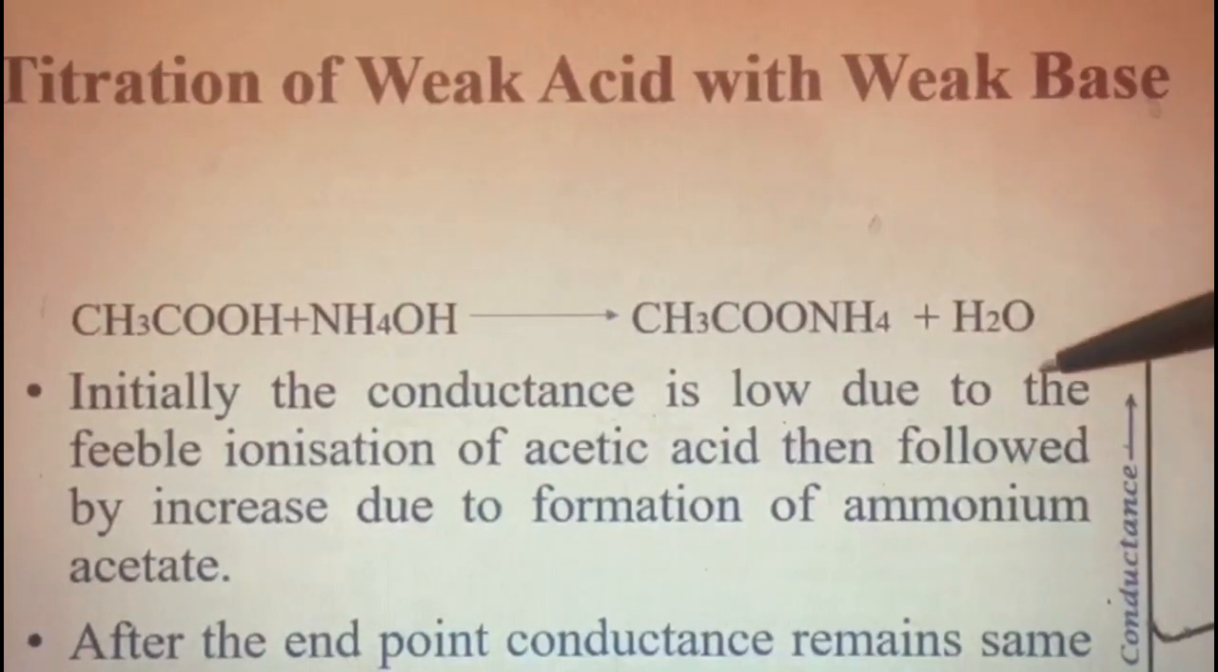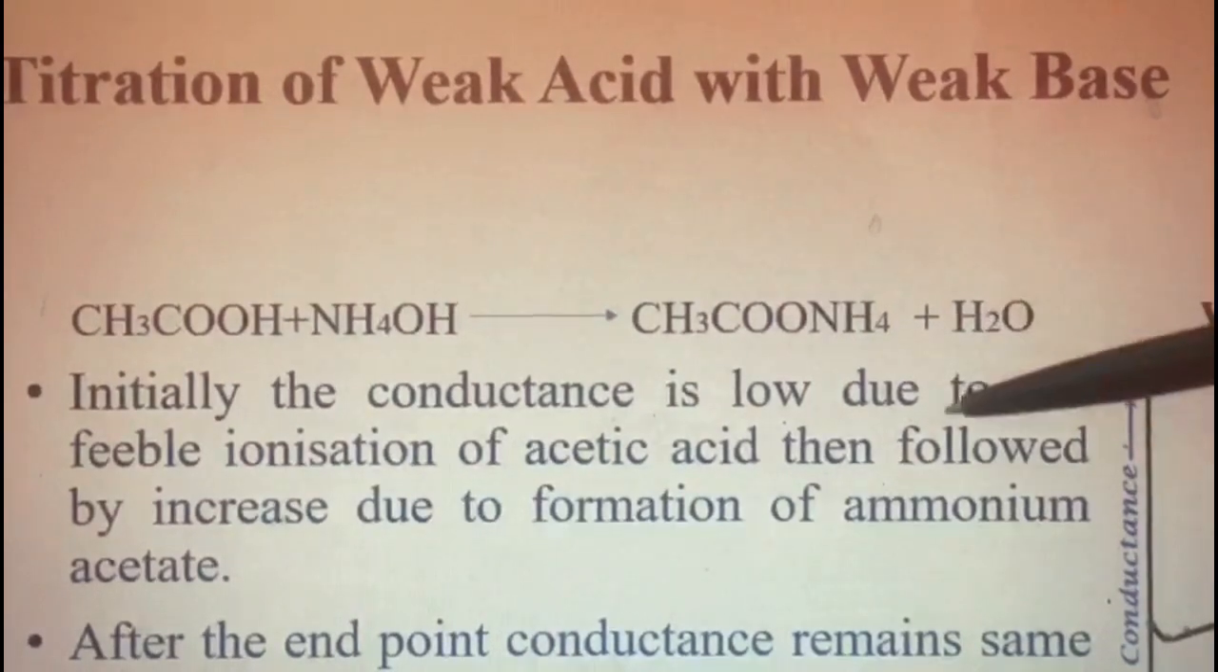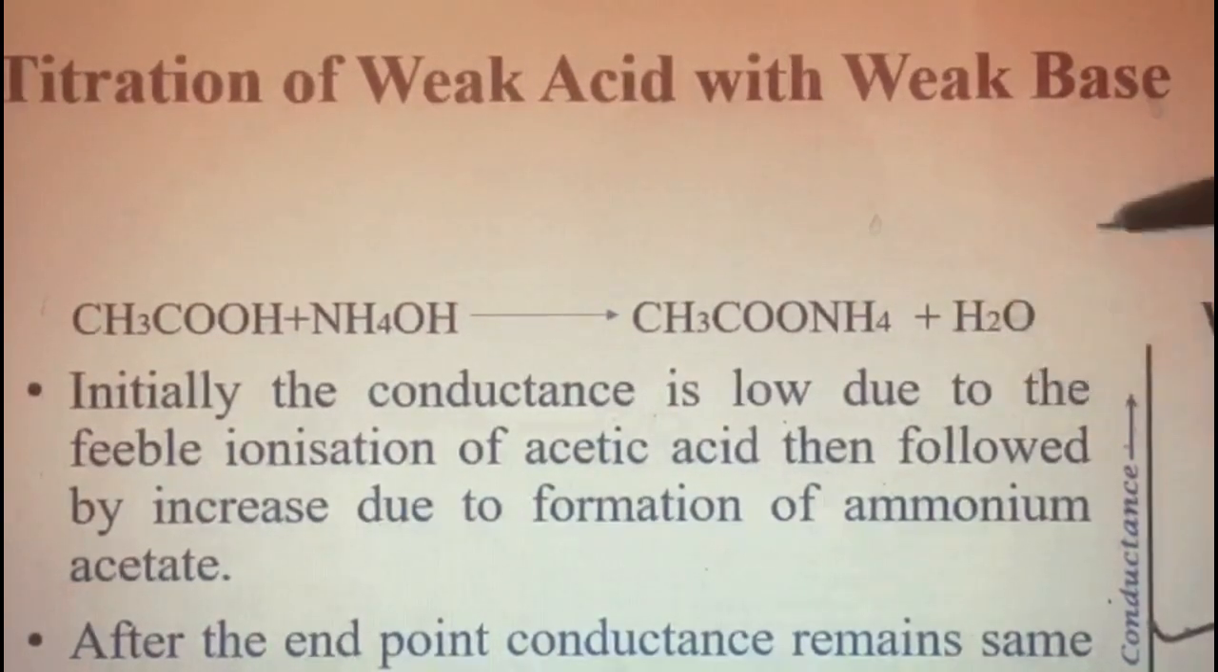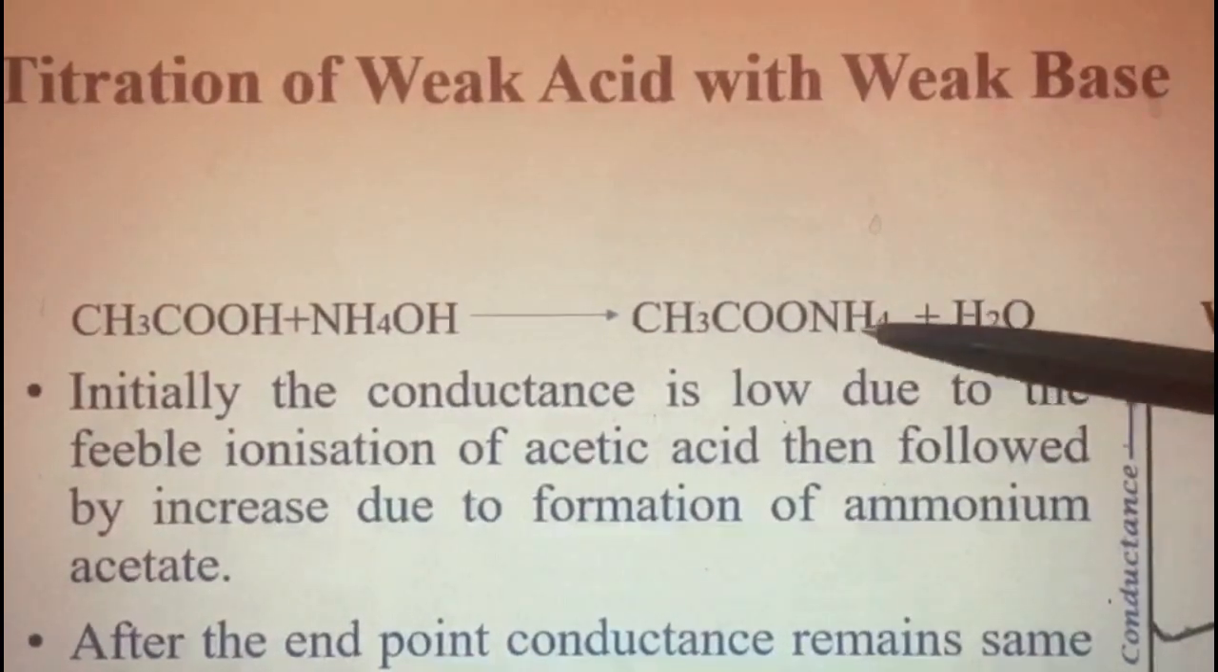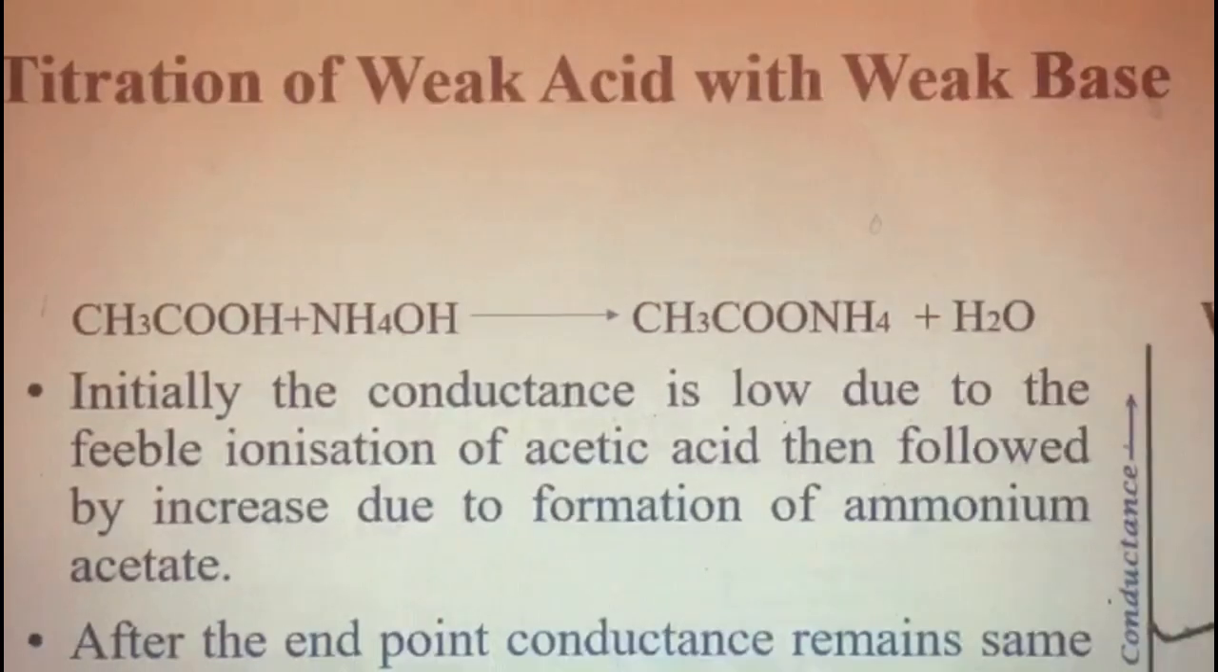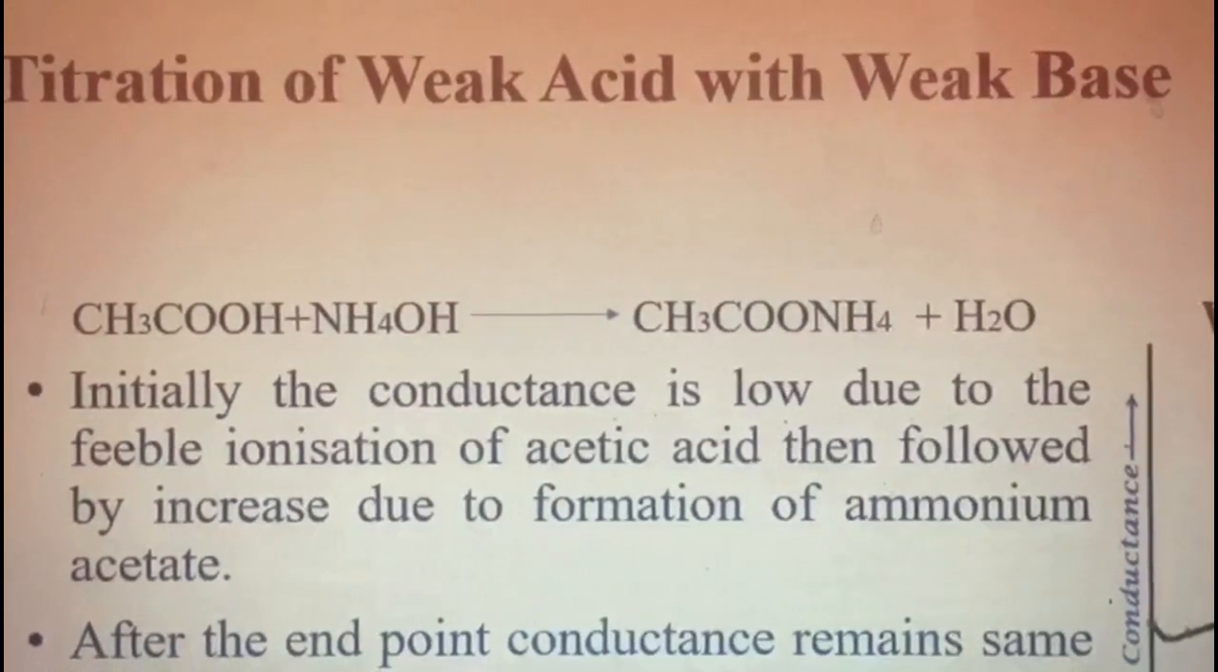So that is what we have written here. Initially the conductance is low due to the feeble ionization of acetic acid, that is a very small number of H plus ions, followed by an increase due to the formation of ammonium acetate. So first it starts with low conductivity, then slightly decreases because the H plus ion is converted into water. Then due to the presence of ammonium acetate, it increases slightly. Then after the endpoint, the conductance remains the same.